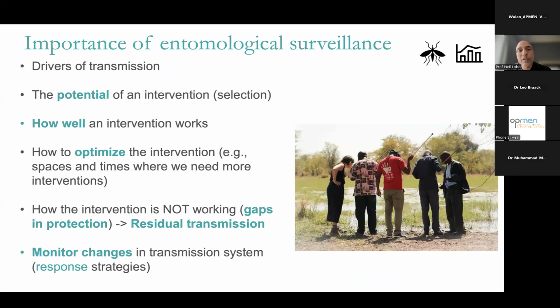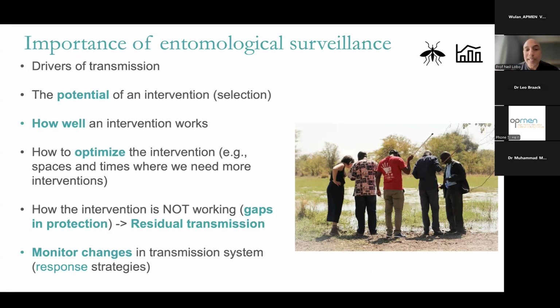So the importance of entomological surveillance. All of this can be understood by entomological surveillance. Through entomological surveillance, you can understand what is driving your transmission, which species of mosquitoes, where this is happening, when this is happening, and how humans are contributing to transmission.